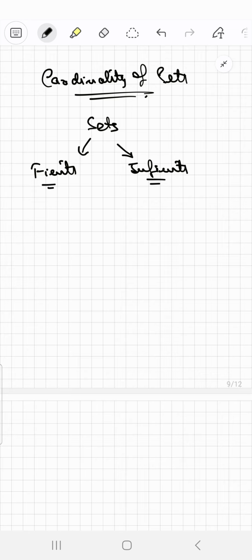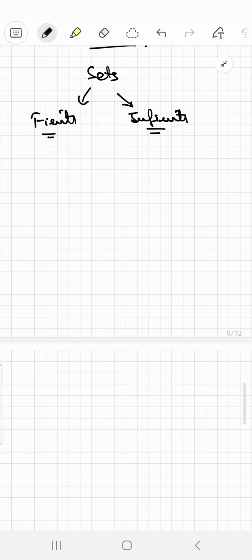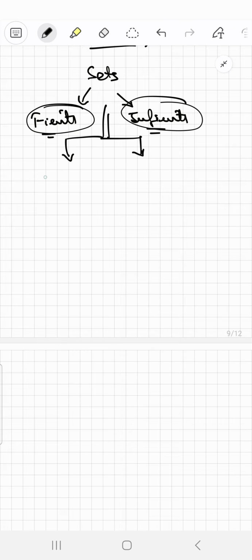Nevertheless, there is a better classification of sets in terms of whether we are able to count or enumerate, a more technical term, the elements in the set or not. This brings us to a very important classification of sets, more general than this one, which is called a set being countable or uncountable.